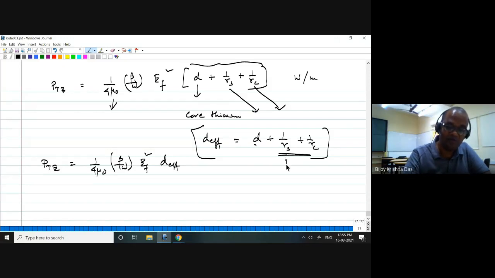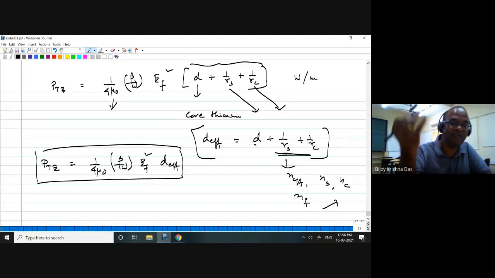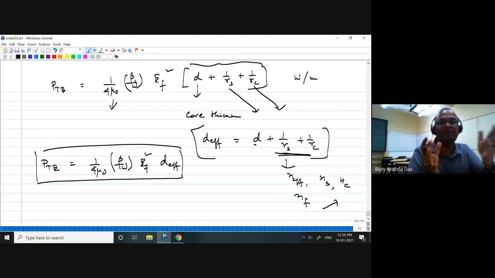It depends on the mode effective index, what is the N_S, what is the N_C, what is the N_F. All these parameters matter. Also it depends on lambda. So this is the power. You can easily calculate gamma S and gamma C, the expressions are known, once you know the mode profile. Then you can find, okay, this is my effective thickness.